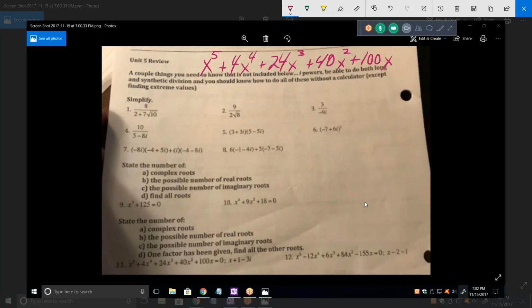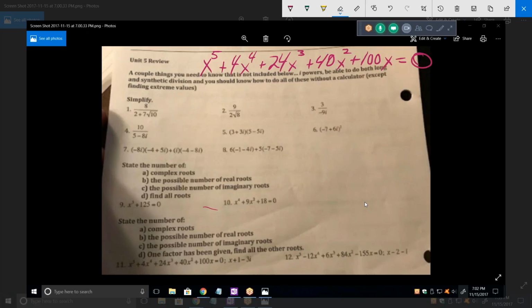So okay, you could have 5 complex roots. They give you 2 of them. Yeah, I guess that's what that means. No, it says one factor has been given, find the other roots. One factor has been given.